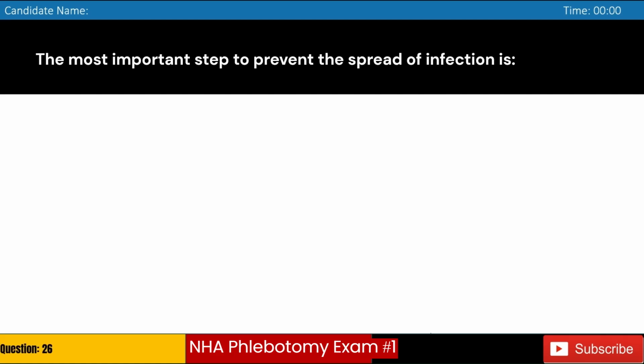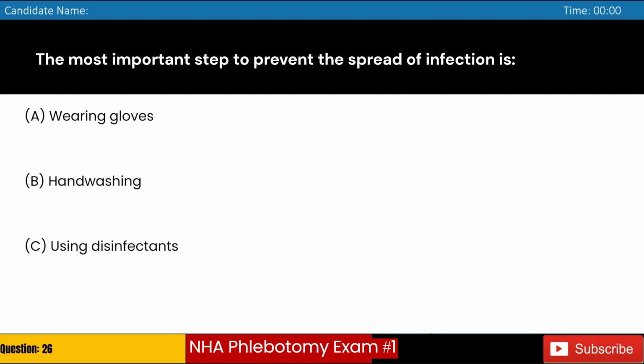The most important step to prevent the spread of infection is: A. Wearing gloves. B. Hand washing. C. Using disinfectants. D. Wearing a mask. Answer B. Hand washing is the most effective way to prevent the spread of infection.